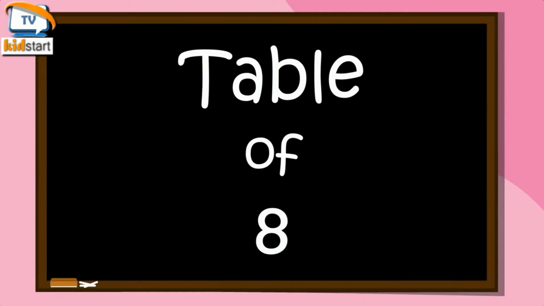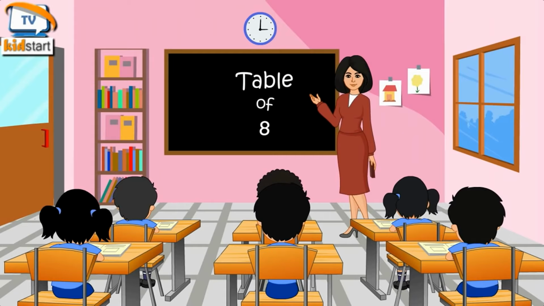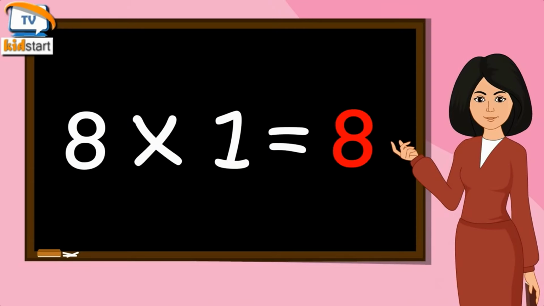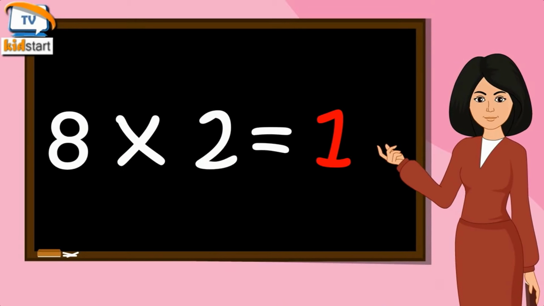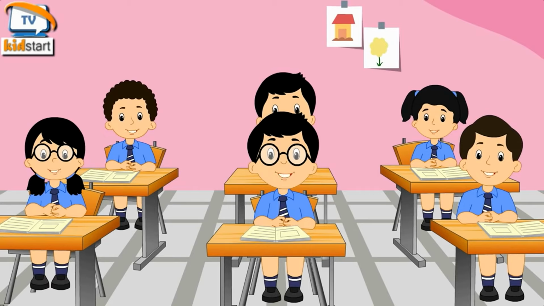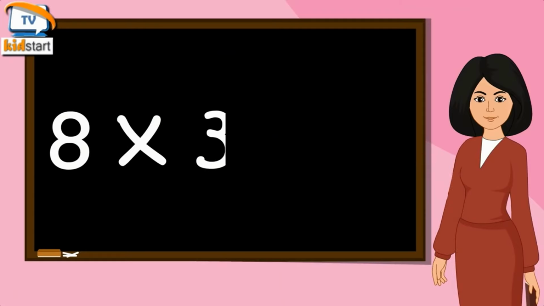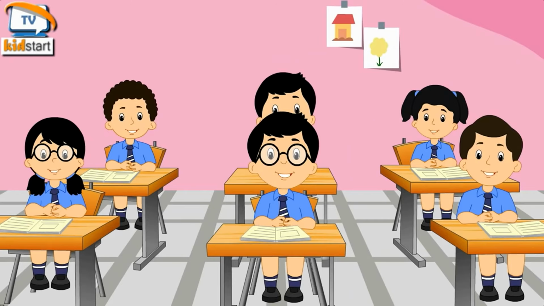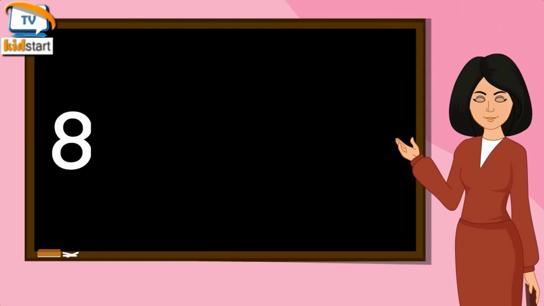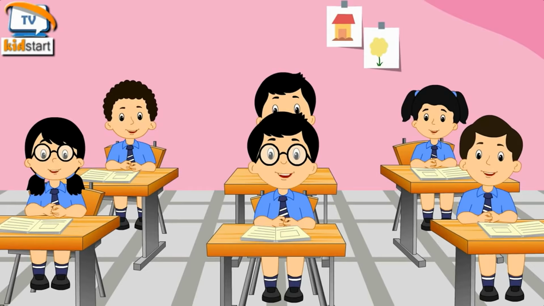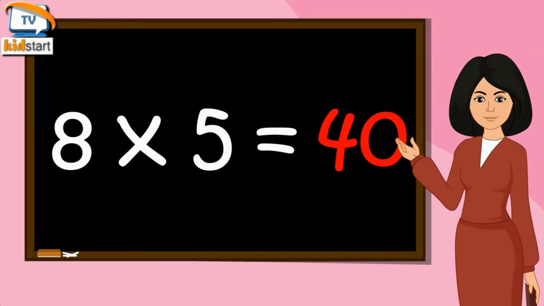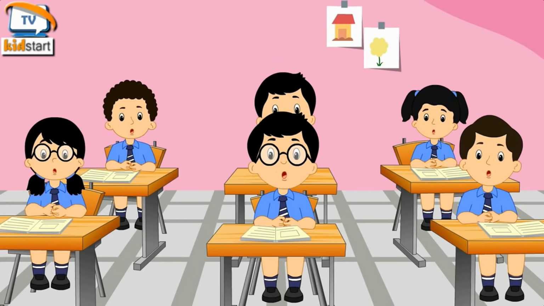Table of eight. Eight ones are eight. Eight twos are 16. Eight threes are 24. Eight fours are 32. Eight fives are 40.